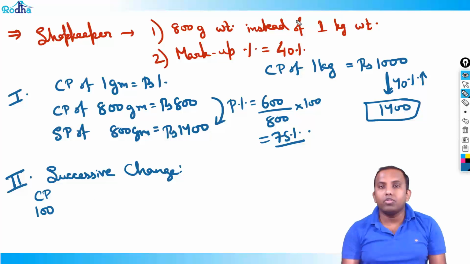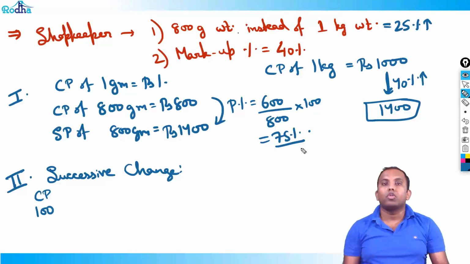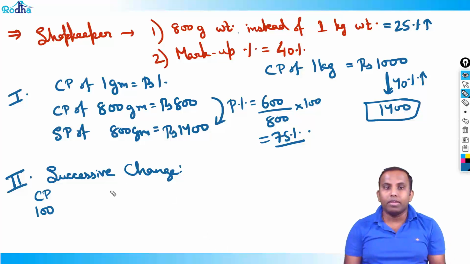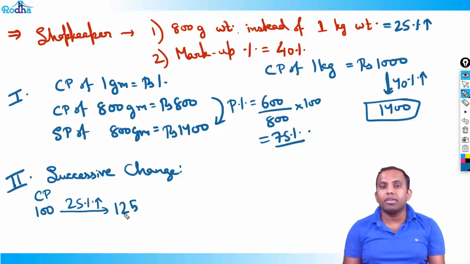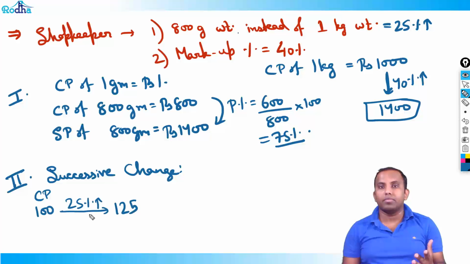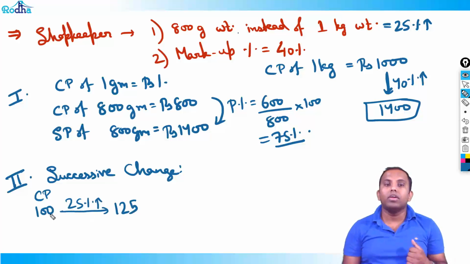When he is using an 800 gram weight instead of a 1 kg weight, we already saw that due to this he is making a profit of how much? 25%, right? 200 gram of profit on 800. So due to cheating by less weight, he is making a profit of 25%. So what should his SP be now? 125, right? If he's cheating only 100 worth, he's selling at 125. That means he's making a profit of 25%.